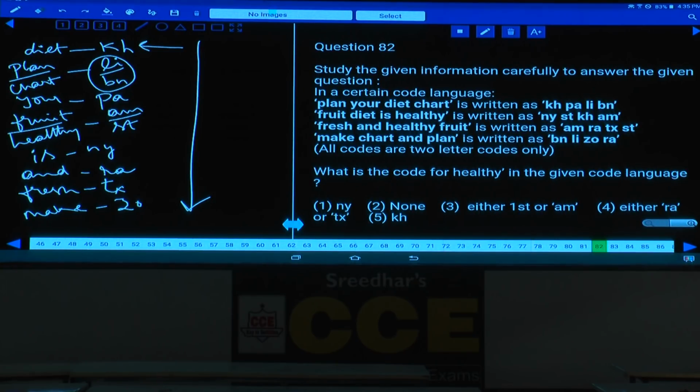Then question number 82. What is the code for healthy? Healthy. Yes, tell me what is the code for healthy? AM or ST, choice 3.